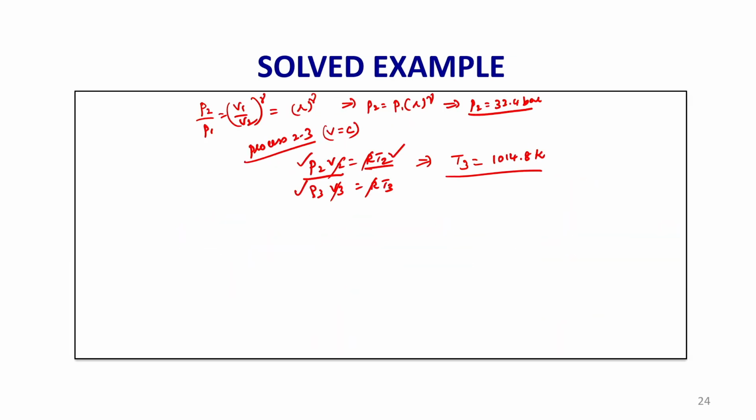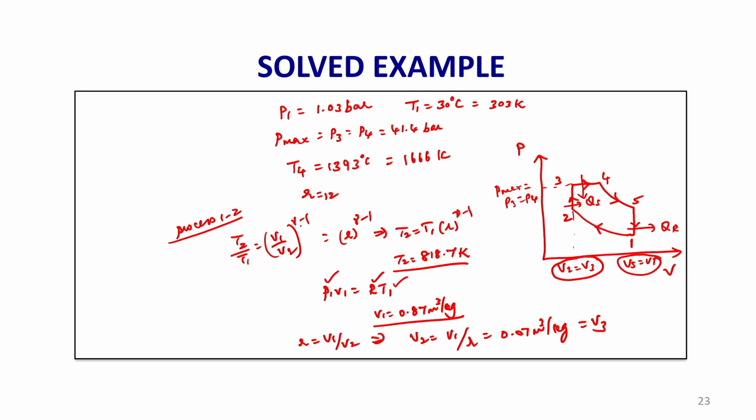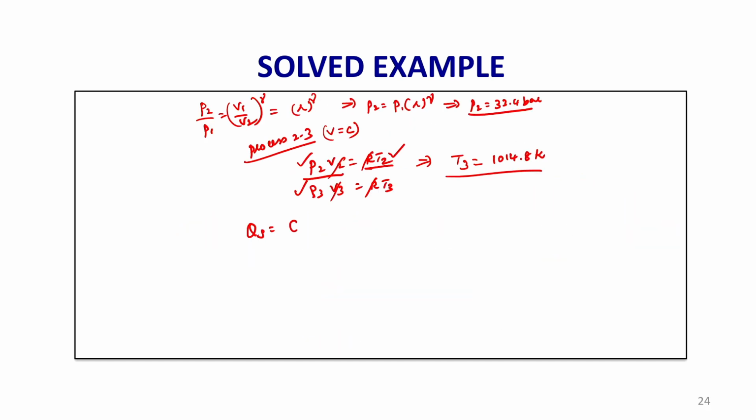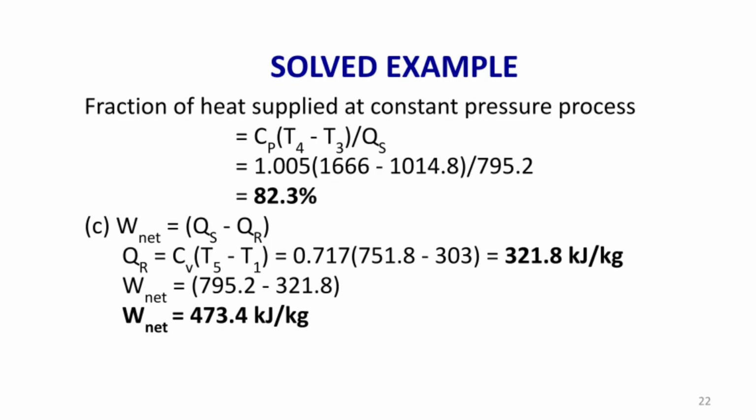Once you find the properties, the heat supplied has to be evaluated. Heat is added at constant volume and constant pressure. So, Cv into T3 minus T2 plus Cp into T4 minus T3. Heat addition commences at 2 and ends at 4. So, this we know, we have found the temperatures T3, T2, T4.